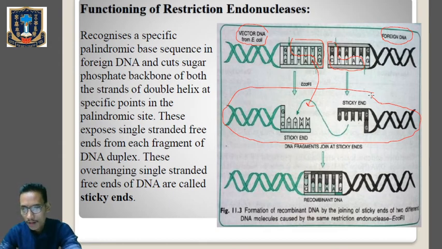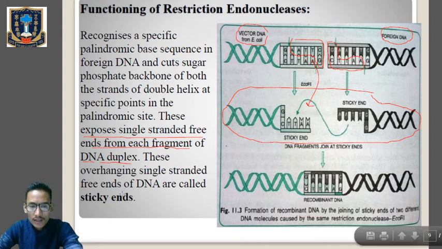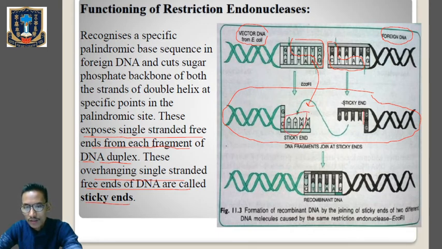Is it clear for you how the cut is being made? Okay, now after the cut, the restriction endonuclease enzymes will expose the single-stranded free ends from each fragment of the DNA duplexes. So these are the exposed single strands of the DNA molecule. Okay, and these overhanging single-stranded free ends of DNA are called the sticky ends. So these ends are called the sticky ends after being cut by the restriction endonuclease enzyme.